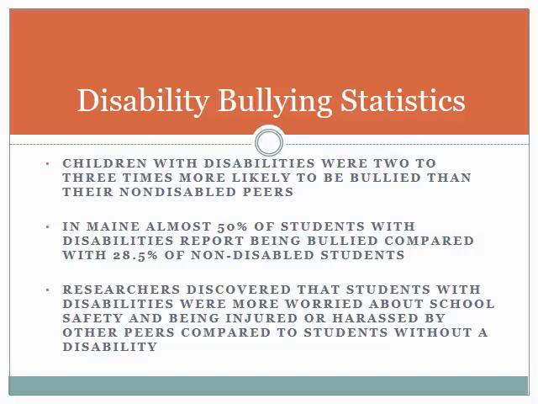And researchers discovered that students with disabilities were more worried about school safety and being injured or harassed by other peers compared with students without a disability. Also, because they are being targeted, it's easier to target those individuals that have a disability.